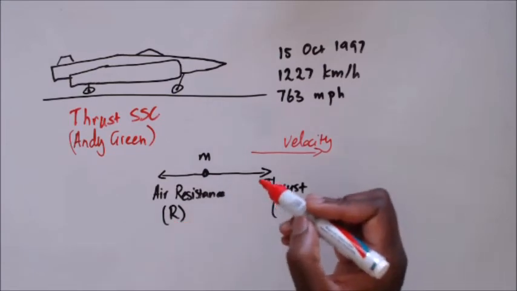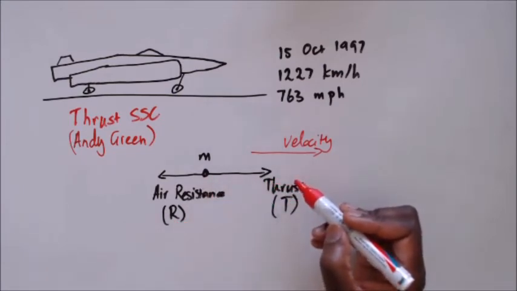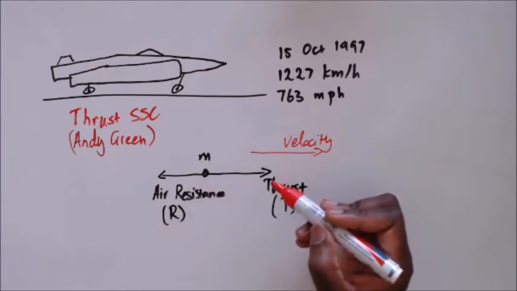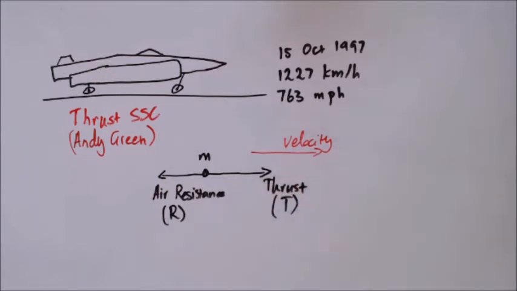But in this case, what happened is that Andy Green was able to increase the thrust sufficiently to maintain an acceleration to take him to a speed in Thrust SSC, which was just above the speed of sound, and so set the world land speed record in October of 1997.